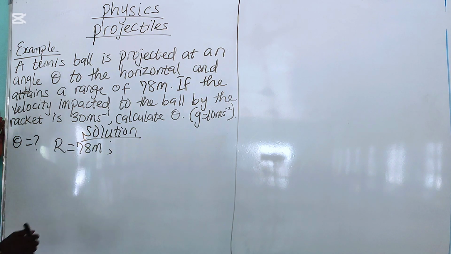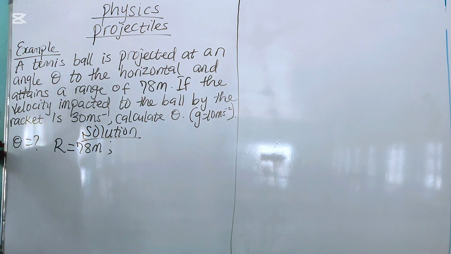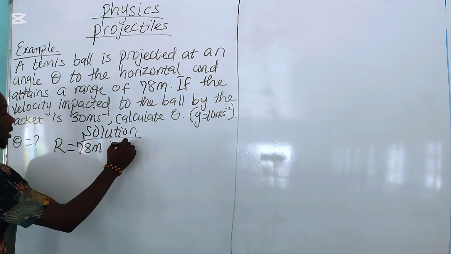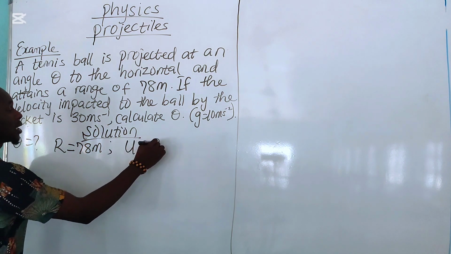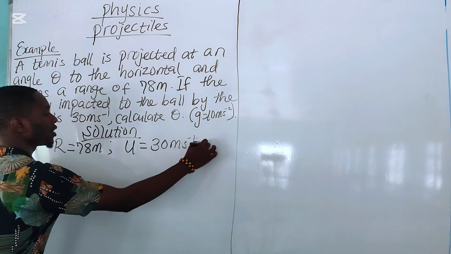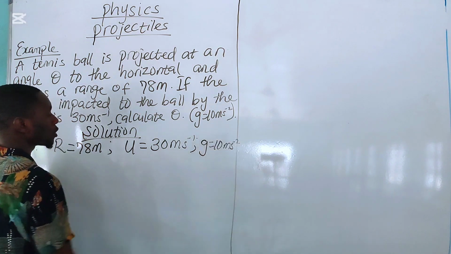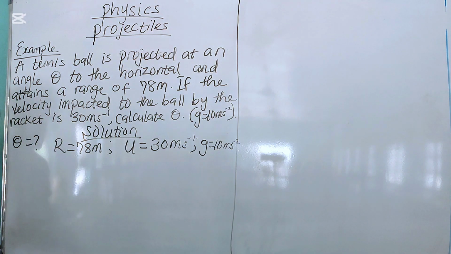And we are told that the velocity impacted to the ball by the racket is 30 meters per second. So that is the velocity u, which is 30 meters per second. And we are given g, acceleration due to gravity, to be 10 meters per second square. Okay, so we are looking for theta. How do we obtain theta?